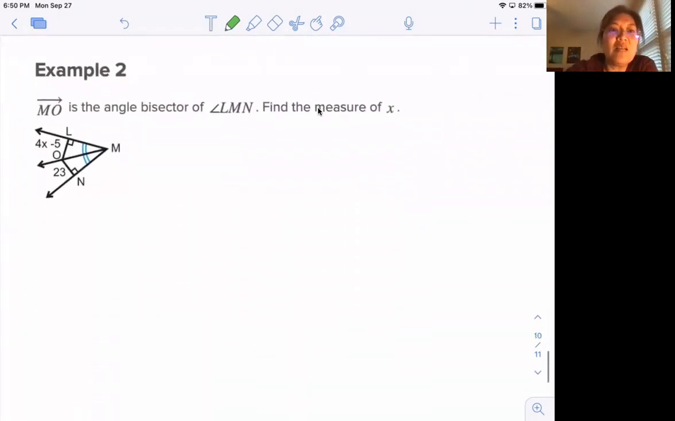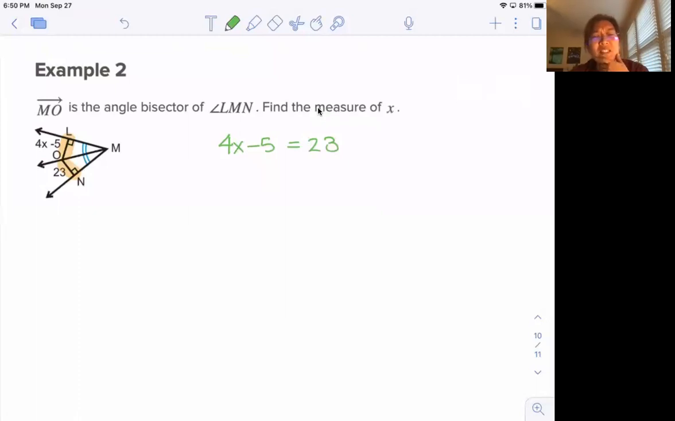All right, this time I'm telling you that MO is the angle bisector. We just need to find X. So if it is the angle bisector, what did we say is true about these two pieces? Yep, you're right, they are equal. 4X minus 5 equals 23. And oh my goodness, you're right. It's another single variable equation that we have to solve.